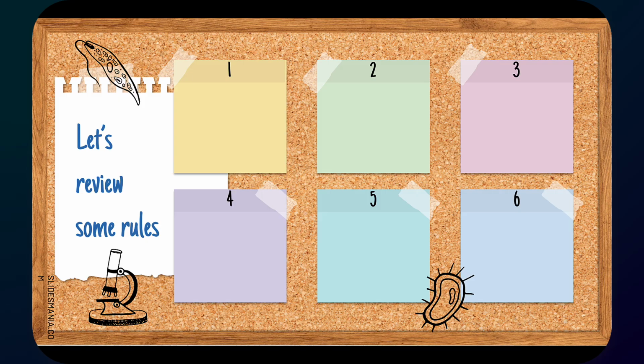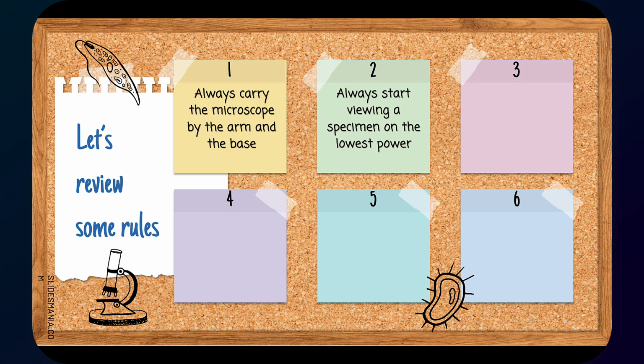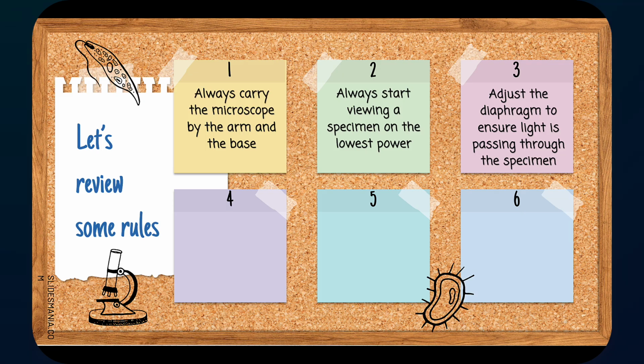Let's review some rules for using microscopes. Number 1, always carry the microscope by the arm and the base. Number 2, always start viewing a specimen on the lowest power and with the stage all the way down. Number 3, adjust the diaphragm to ensure light is passing through the specimen.